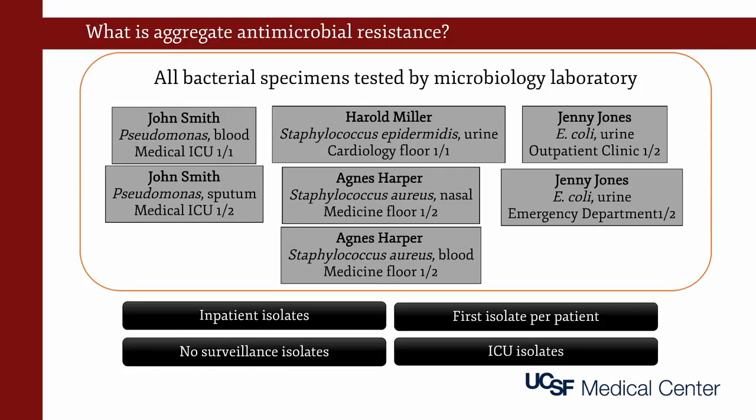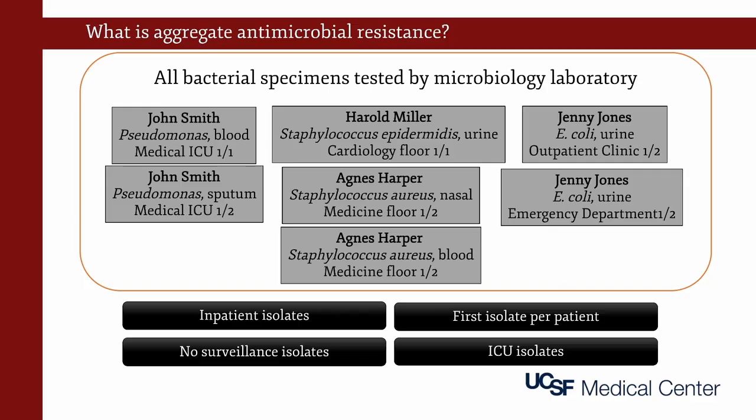A key consideration in understanding the reporting of aggregate antimicrobial resistance is the variety of rules that may be applied to these reports before the end users see them. It is rare that reports of aggregate antimicrobial susceptibility simply reflect the sum total of all bacterial specimens tested by the microbiology laboratory. Whenever you're reviewing an aggregate antimicrobial susceptibility report, it's important to ask which rules were applied to the data.